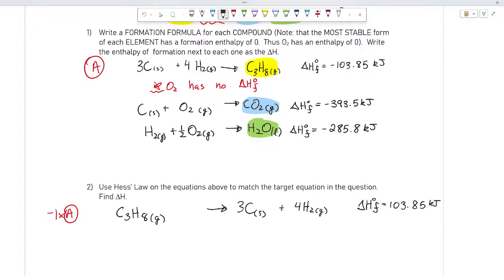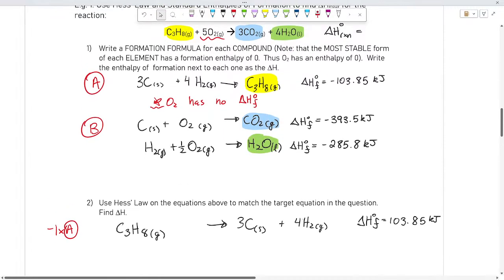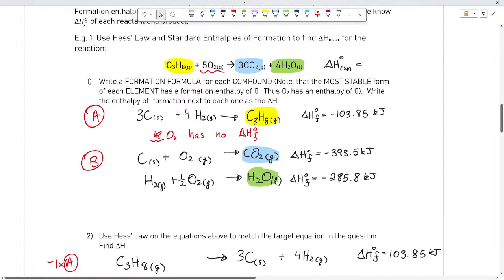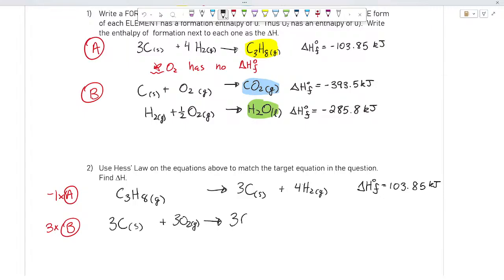All right, what about this little B reaction here? How's that going to work for me? Is it in the right place? Yeah, it's on the right side of the equation. That's where we want it. Do we have the right number? What do I need to do with that number? Times it by 3. Good. So that would leave us with 3C, which is a solid, reacting with 3 oxygens, which is a gas, to give us 3 carbon dioxides, which is a gas. And what would the delta H now be?